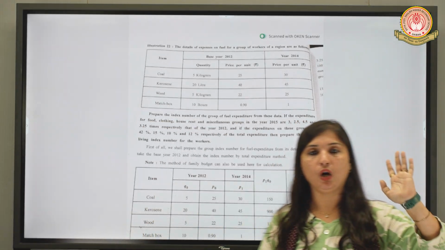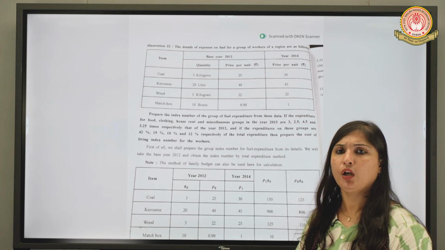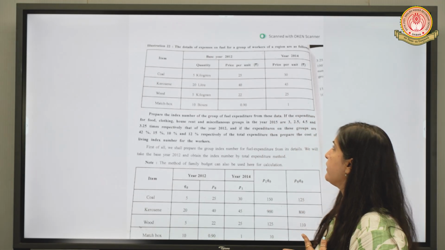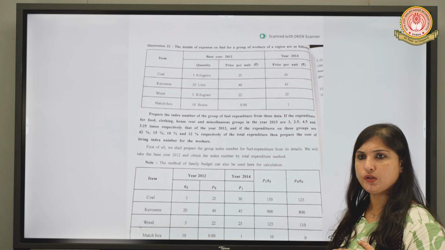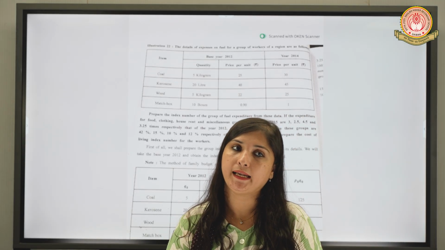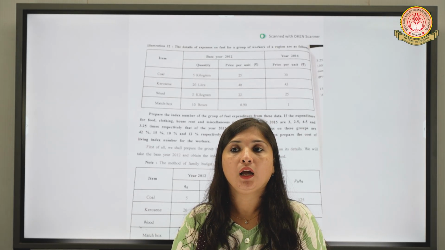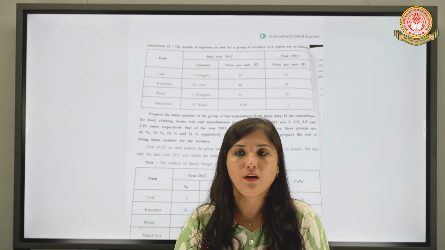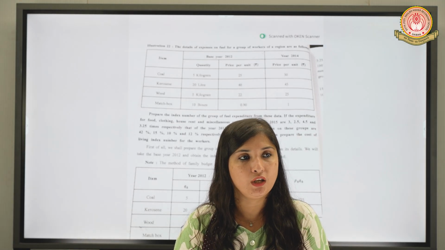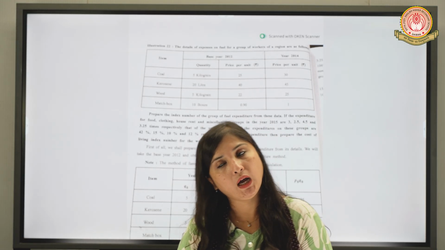Find which method? Total expenditure method. Whenever the total expenditure method is given, you have to see whether Q0 is given or Q1 is given. What is given in this question? Q0 is given. But it is very clear to you that you have to use last year's index number. So for that you will need two columns, that is summation P1 Q0 divided by summation P0 Q0 into 100.